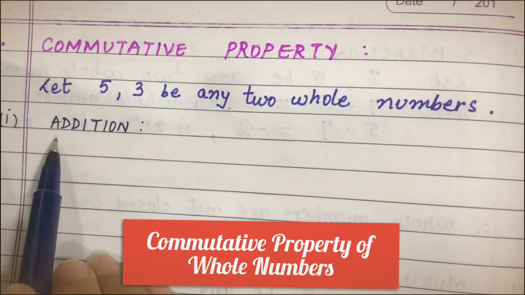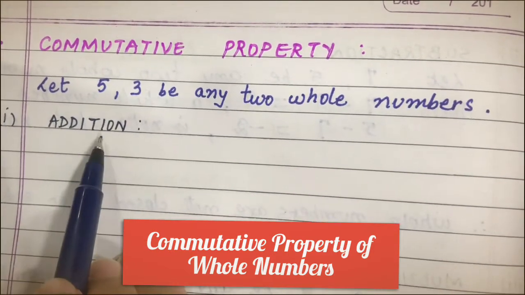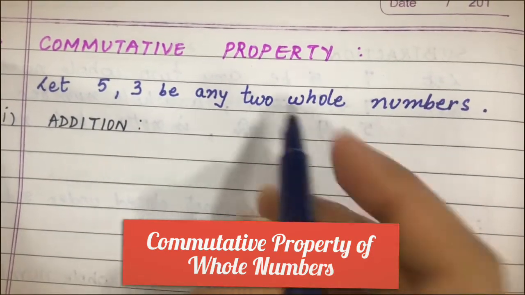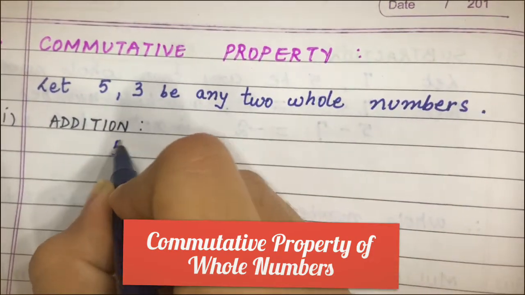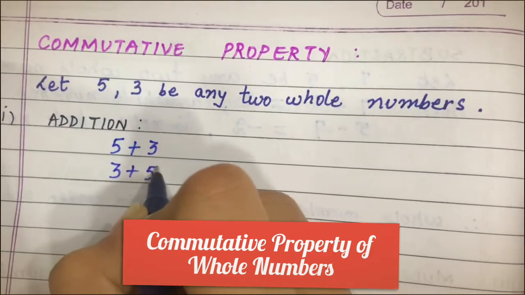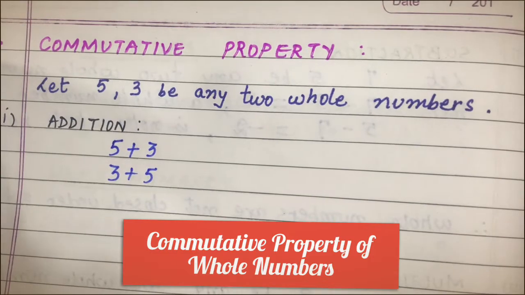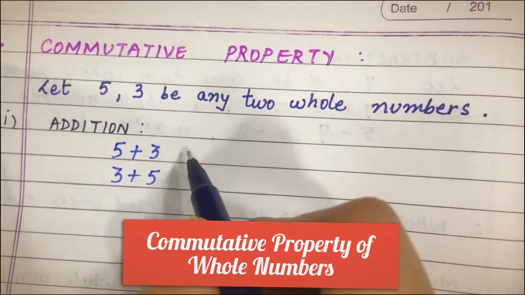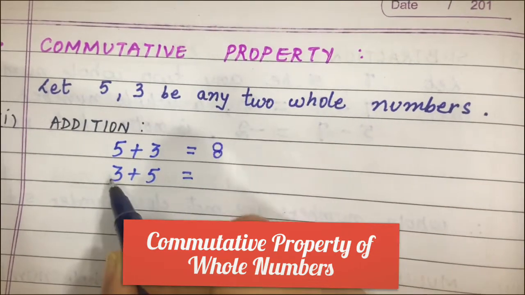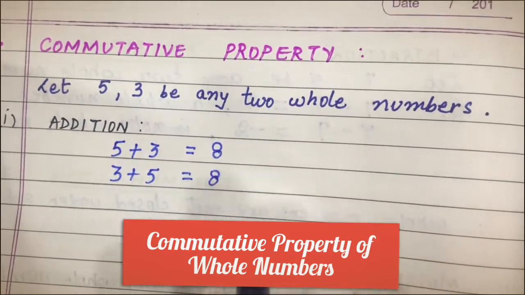So let's take the first mathematical operation as addition, right? If 5 and 3 are any two whole numbers, what are the two possibilities? Either 5 plus 3 or 3 plus 5. These are the two ways in which we can write these two numbers, right? Let's add the two numbers. 5 plus 3 is 8, 3 plus 5 is 8, correct?